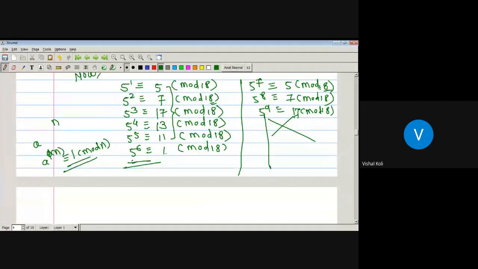So 5, 7, 17, 13, 11 and 1 are the integers which are relatively prime to 18 and which are less than 18. Now take these values as some a's and we have to find out their corresponding indexes. Here 5 to the power 1 is congruent to 5 modulo 18. Then what is the index of 5? 1. Index of 7? 2. Index of 17 will be 3, index of 13 will be 4, index of 11 will be 5 and index of 1 will be 6.